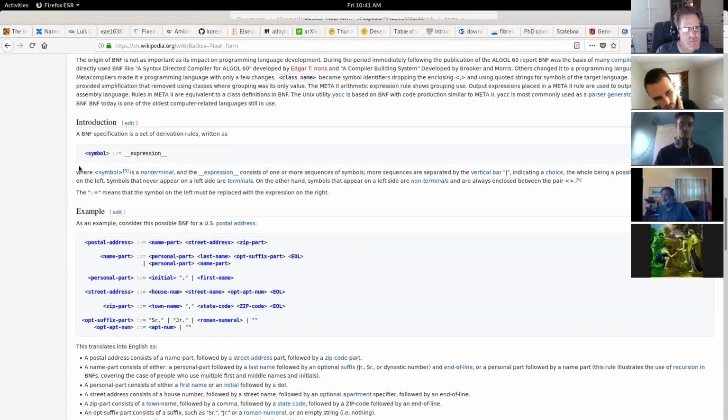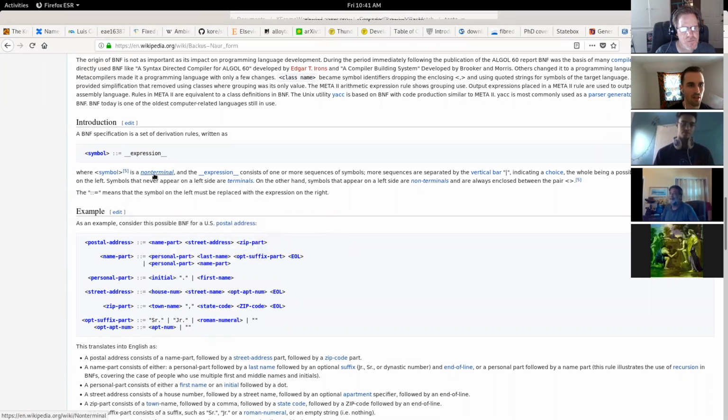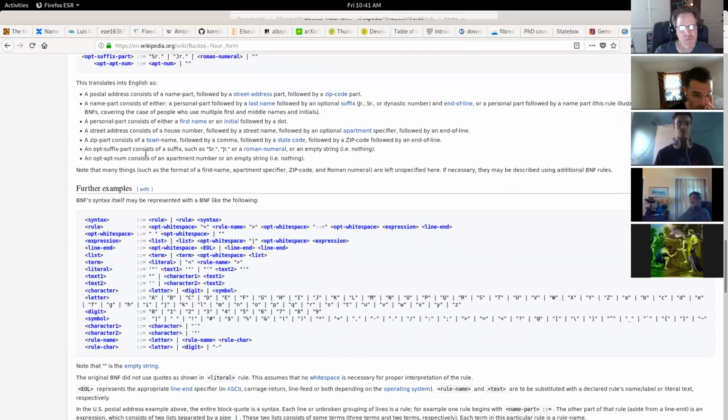Yeah, so they talk about these terminals and non-terminals. I don't think it's really all that important to make the distinction right now, but basically a non-terminal is something like, man, I wish there was something better to look at here.